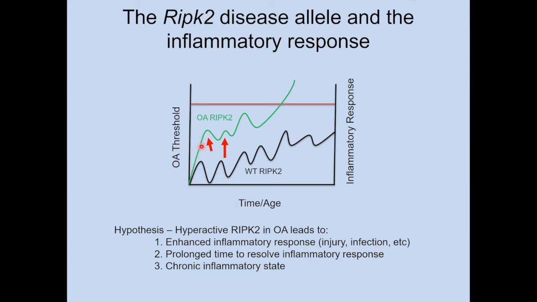And so you can imagine that over time, if you have this increased inflammatory response, you basically damage the joint enough where you get OA, whereas a person who doesn't have this allele isn't affected in the joint at all. It could also be that there's a prolonged time to resolve this inflammatory response, so you can't resolve inflammation properly. That would lead to crossing this threshold, whereas in the wild type case, you would normally resolve that inflammation. It's also possible that this disease allele leads to a chronic inflammatory state in the animal, and that leads to OA. We're starting to tease apart these different hypotheses to see which one, or all, might be driving the phenotype.